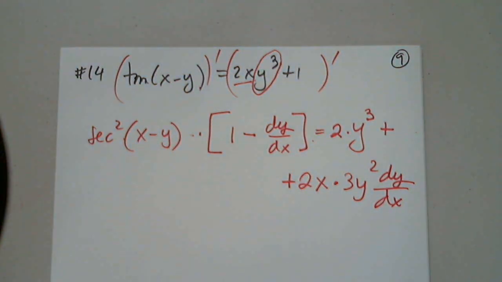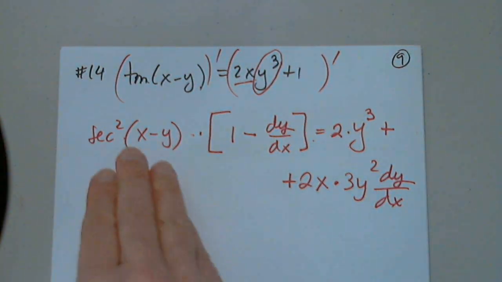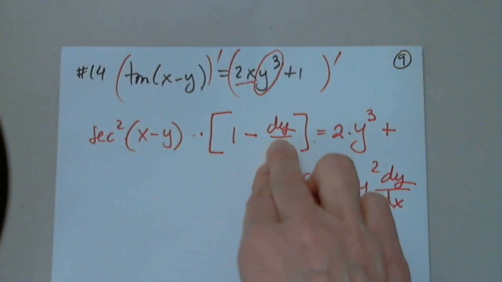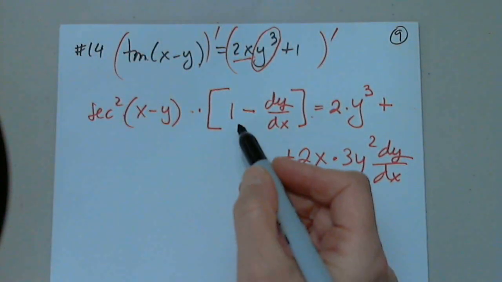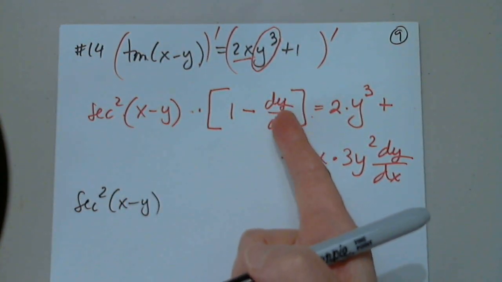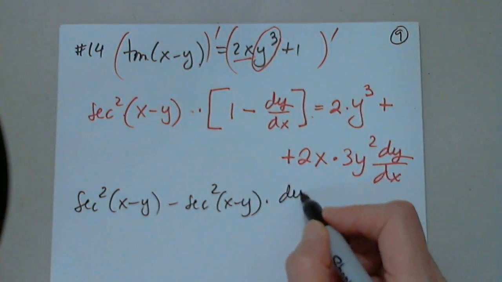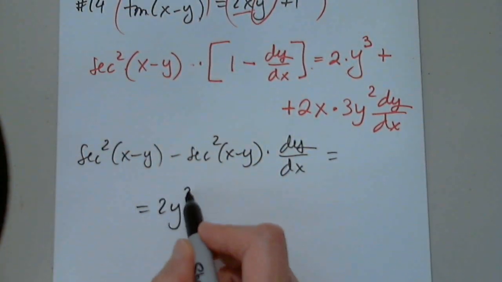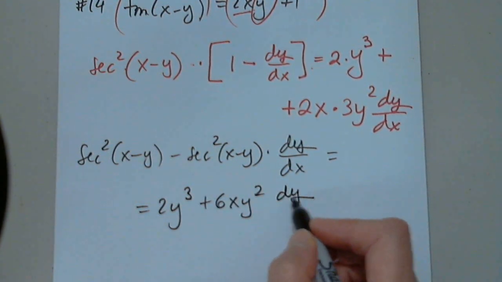Now the algebra here is slightly more involving. Why? Because I cannot remove dy over dx from here before I distribute this quantity to both terms. So be very careful here. This is not a friendly situation. Thank you for picking that. So this is secant squared of x minus y, and then secant squared has to be distributed in front of this, minus secant squared x minus y, but times dy over dx, and now I have to copy the whole thing again, equals 2y cubed, plus, I multiply these two, of course, 6xy squared dy over dx.